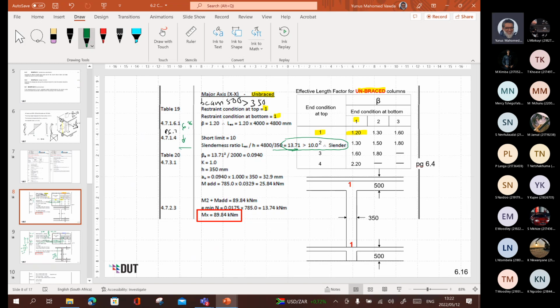We jump now to the design aspect. So let's look at the design requirements for columns.